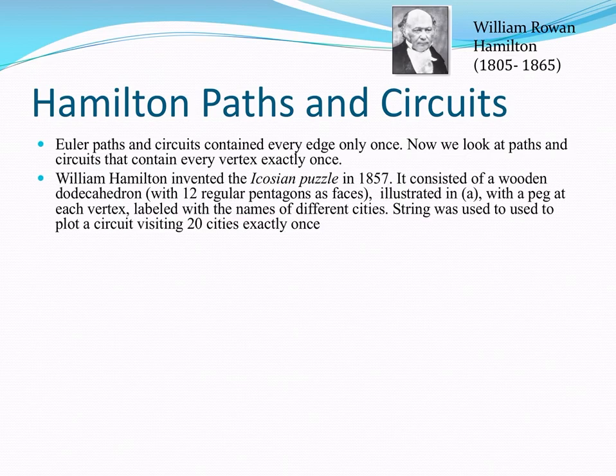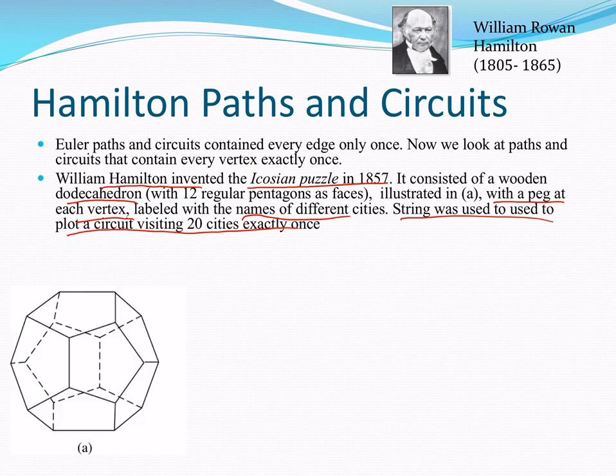All right, so the mathematician Hamilton invented this Icosian puzzle, and it consists of a dodecahedron, and it has a peg at every vertex, and it roughly approximated a globe, and a string was used to plot a circuit along the edges of this dodecahedron to see if it could be stretched to visit each of the 20 cities exactly once. And here's an illustration of that dodecahedron. It has bases that are pentagons, and there are 12 of them.